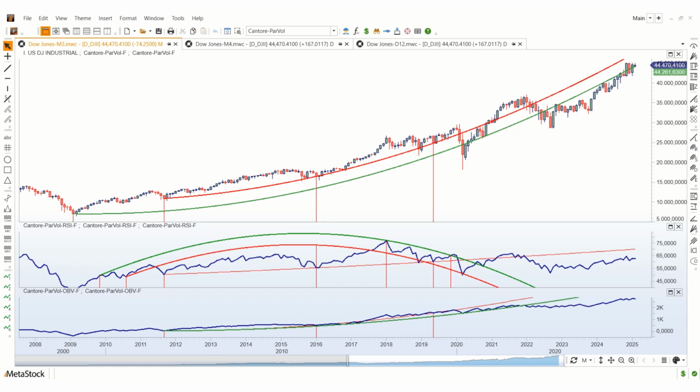Access to Cantore ParVol family add-ons, responsible for tracking parabolic involutes on MetaStock.